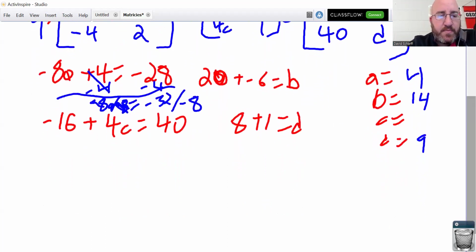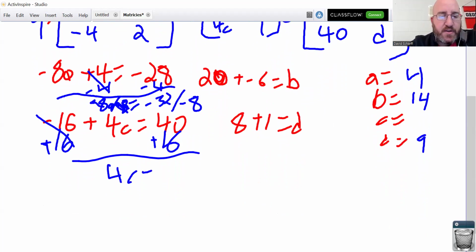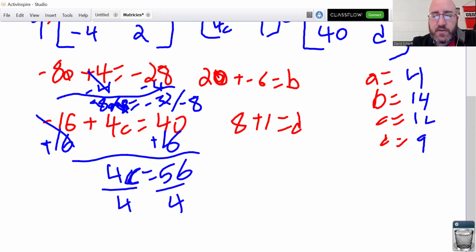Now on the bottom, add 16 to both sides. 4C equals 56. Divide by 4. That is a C, I promise. And C is 14 as well. All right.